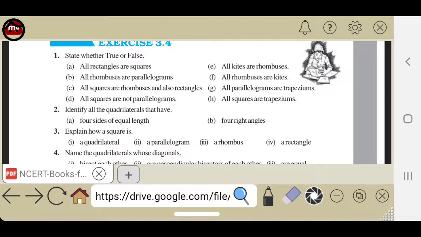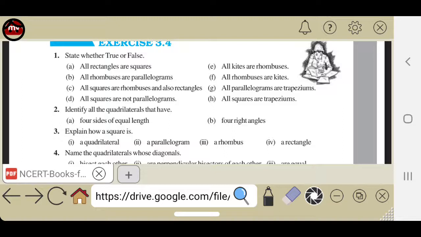G. All parallelograms are trapeziums. Yes, in the same way, a trapezium needs one pair of parallel sides. In a parallelogram there is one pair of parallel sides, so every parallelogram is a trapezium. Next, all squares are trapeziums. Yes, a square also has one pair of parallel sides, so it is also a trapezium.